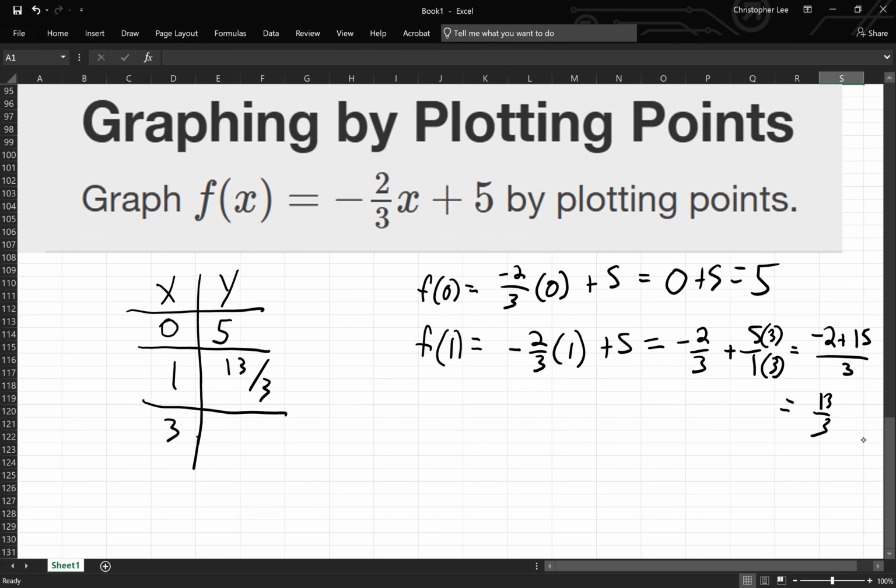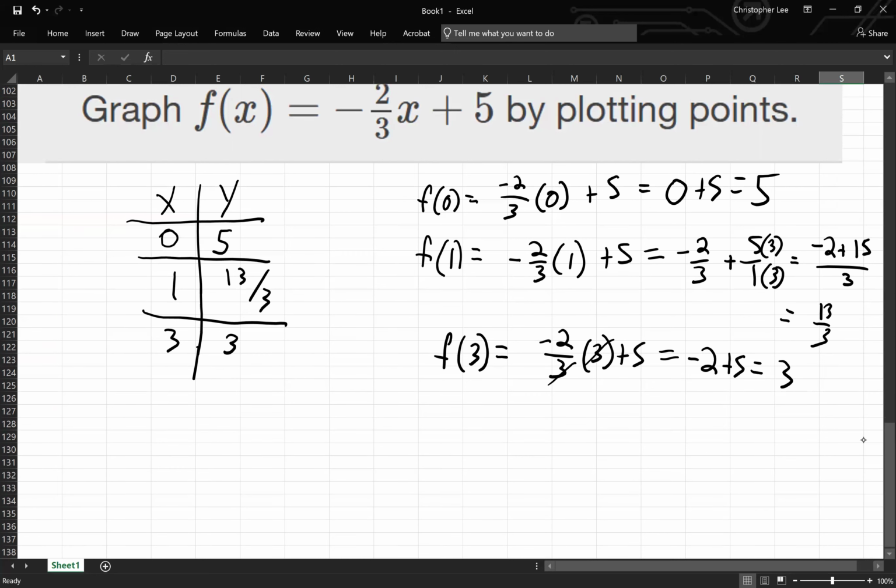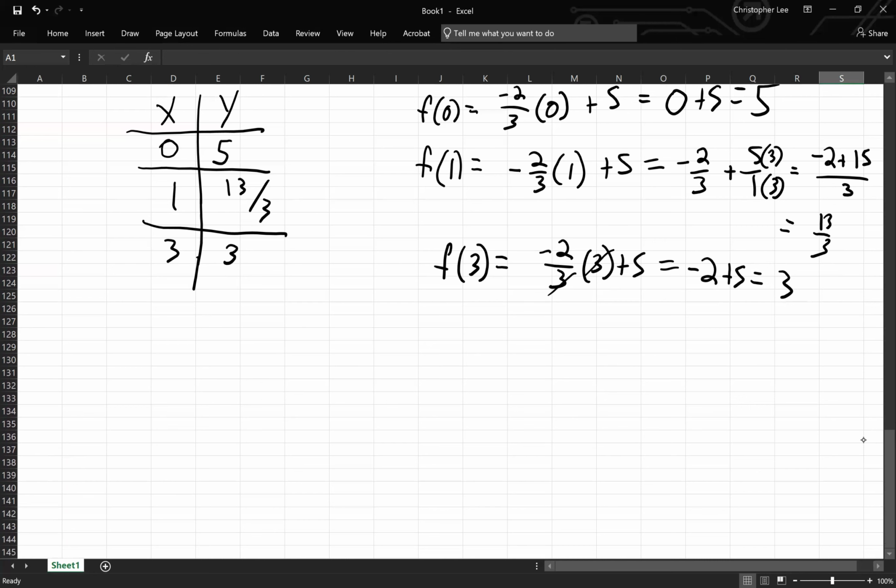So f of 3 is equal to negative 2 over 3 times 3 plus 5. What does that become? The threes cancel out. This is negative 2 plus 5. Call that 3. Simple, right? So now I'm going to plot these points.